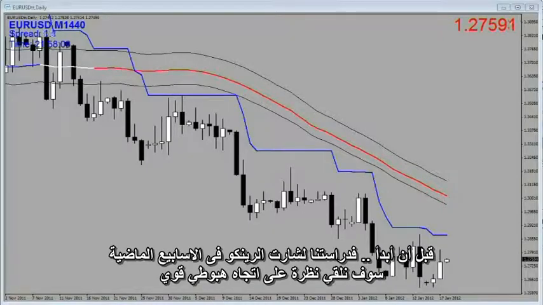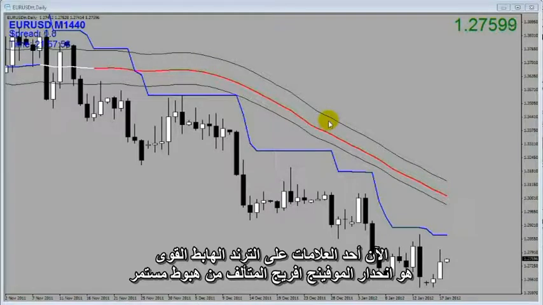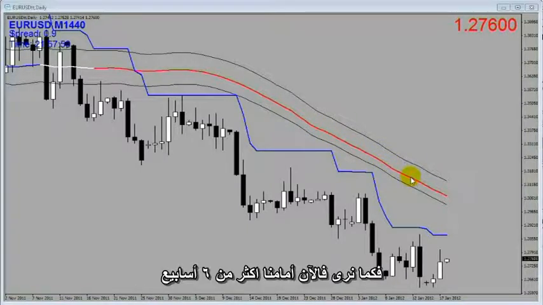Before I begin our examination of the Renko charts for the past several weeks, we're going to take a look at the strong bearish trend that has existed in the euro dollar in the daily prices. Now, one sign of a strong bearish trend is a sloping moving average that is consistently lower and lower over time. As you can see, we've had that for more than 6 weeks.